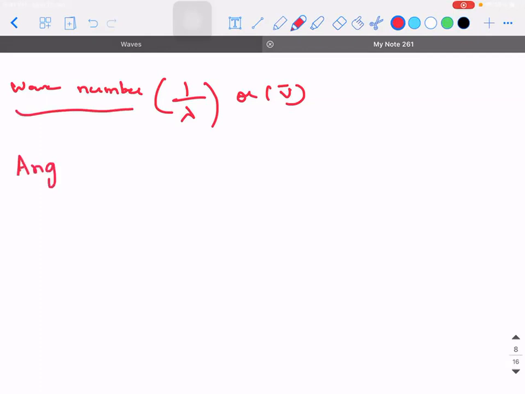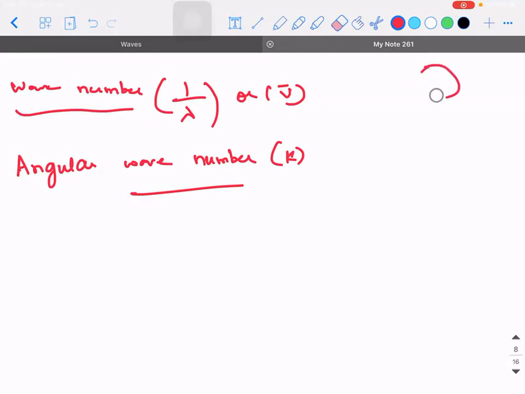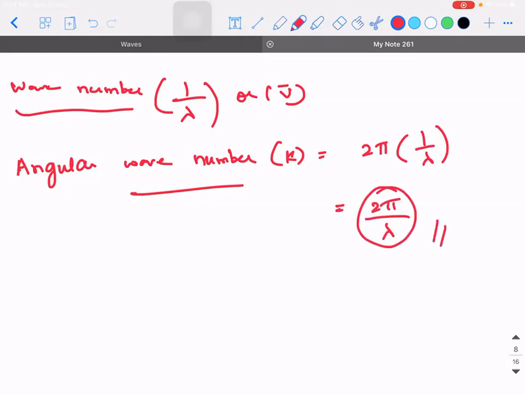Now what we are learning is called angular wave number. Angular wave number is represented by this symbol K. I already told you, if it is only velocity, it is linear velocity. If it is angular velocity, then 2 pi. So when the word angular comes, you need to bring in 2 pi, right? Similarly, what do you mean by angular wave number? That is 2 pi into 1 by lambda, or 2 pi by lambda. So this is what is called an angular wave number.